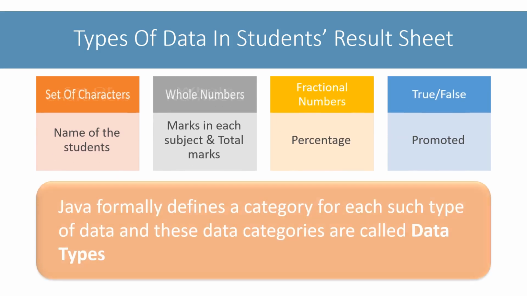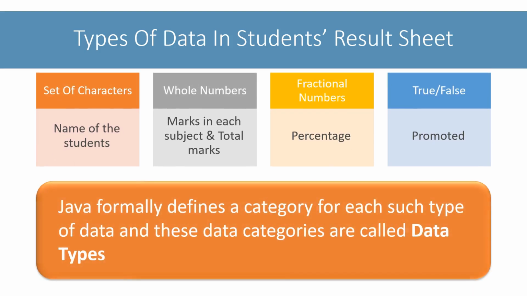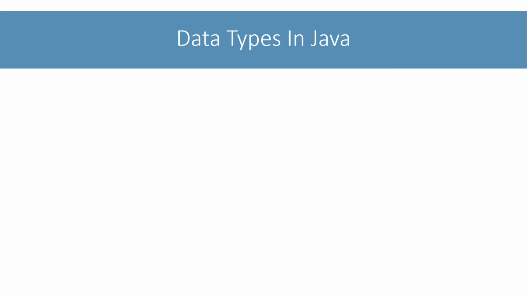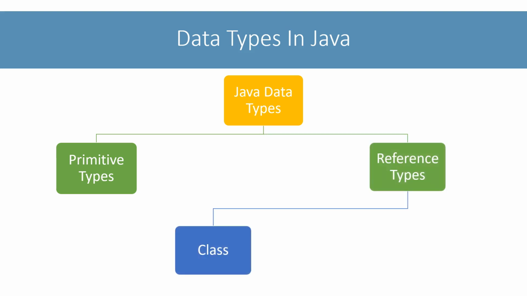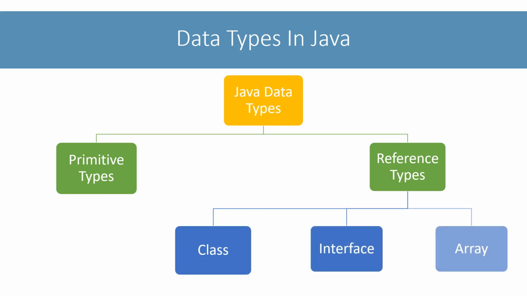The Java language formally defines a category for each such type of data, and these data categories are called data types. Java provides two types of data types: primitive data types and reference or composite data types. The reference types are class type, interface type, and array type. We will first look at primitive data types. I will talk about reference types in detail when we start discussing arrays.